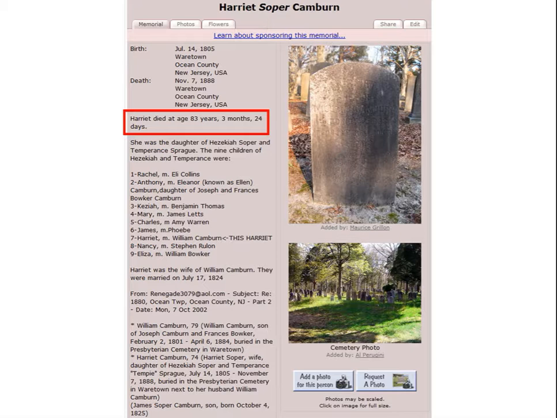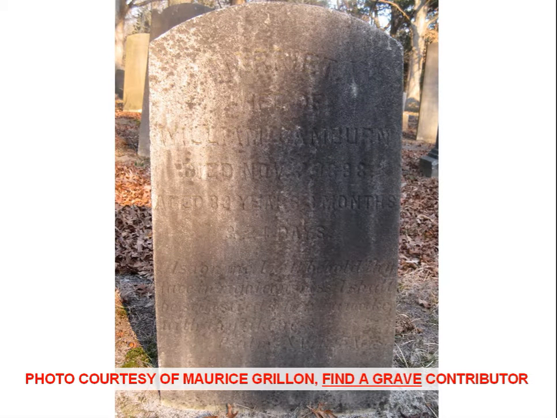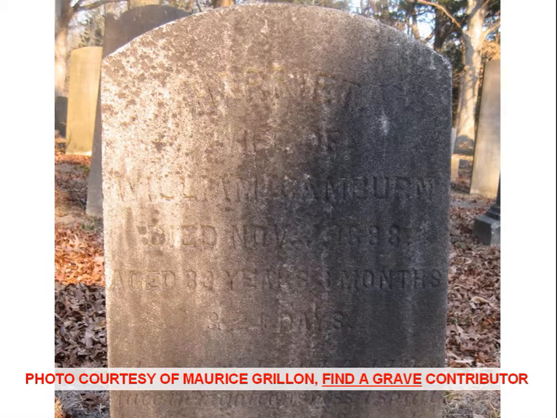Where did they get this information? It's on her headstone. This is a good shot of a headstone. When I zoom in, it's transcribed. It says, "Harriet, wife of William Camburn, died November 7, 1888, aged 83 years, 3 months, and 24 days." This stone looks to be pre-1900. It's an old stone. So I would lean towards this particular document as being accurate, even though it's not her death certificate, more than I would the death index transcription.